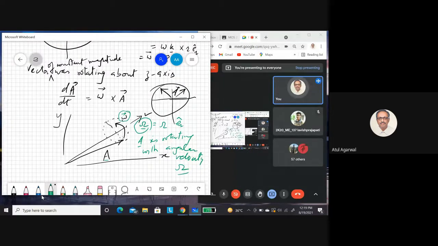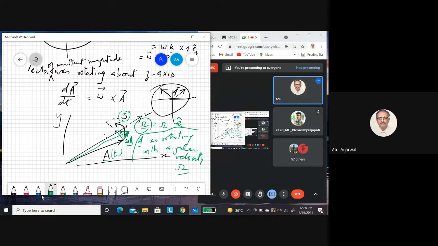Now I want to find the time derivative of this vector A. So how do I find the time derivative? I take the vector at time t, then I take the vector at time t plus delta t. So what is my change in vector? This is my change in vector. Are you happy with it? Yes, sir. My initial position, my final position, my change. And if I join it with the center of the circle, this fellow is going around in this circle. This is a particle, this is a point.